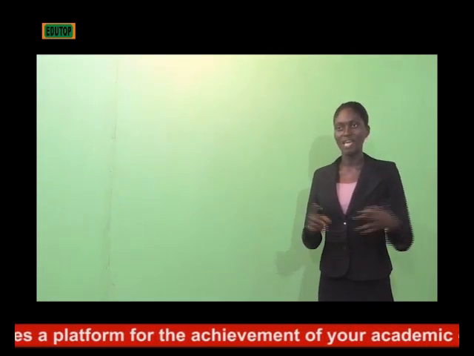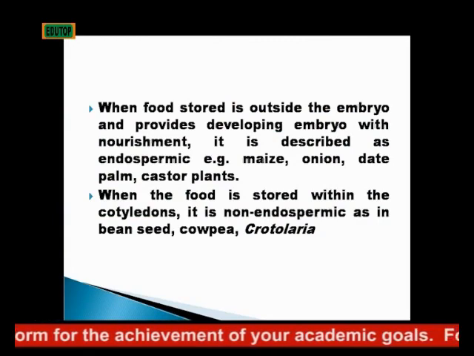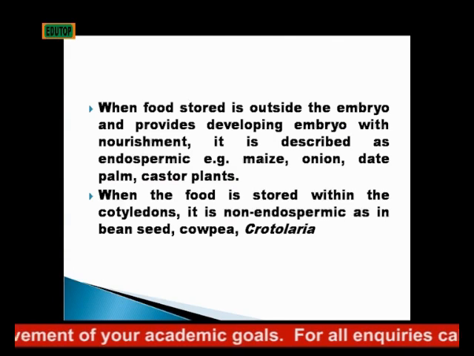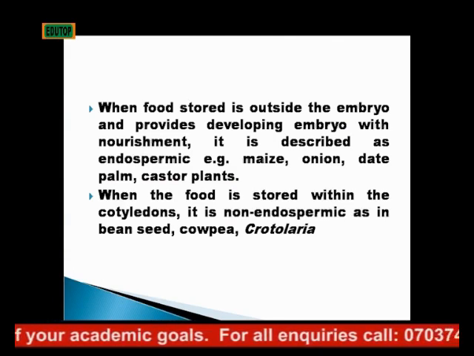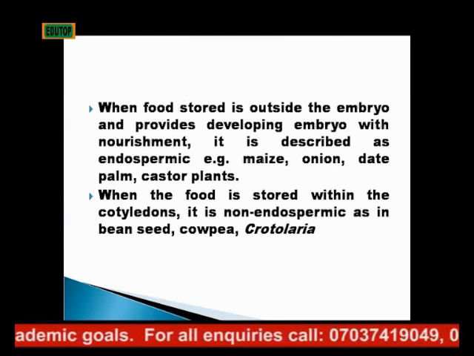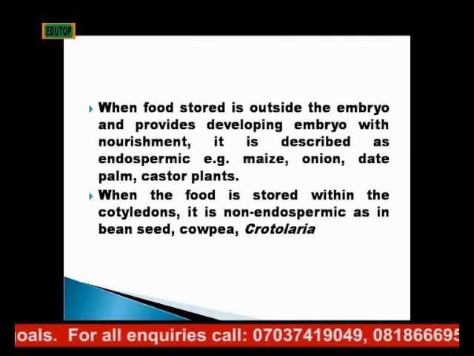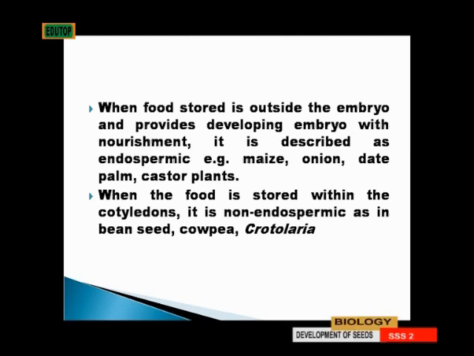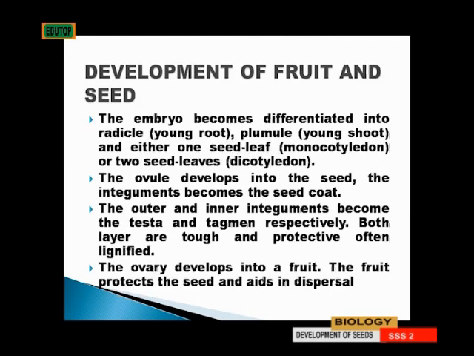Such as we have in maize, date palm, castor plants, and onion. But when the food is stored in the cotyledon, it is non-endospermic. The food may be stored in the cotyledon, called non-endospermic, or it may be stored outside the embryo, called endospermic. Examples of non-endospermic seeds are bean seed and cowpea, where the food is stored in the cotyledon.